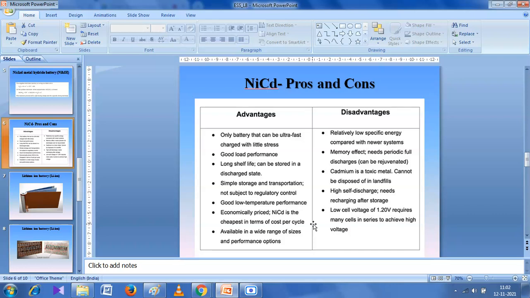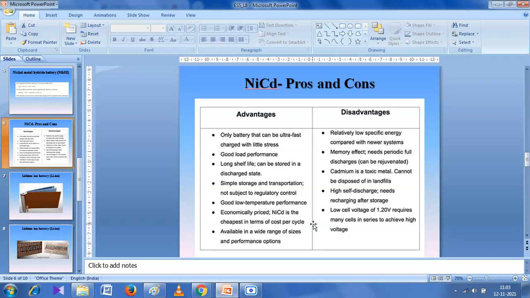And previously I told you that cadmium is a toxic metal, so we have to dispose of this battery very safely, otherwise the cadmium is harmful to humans and all other animals. Also, we store the nickel cadmium battery in discharged mode, so we have to recharge that battery when we have to use it.